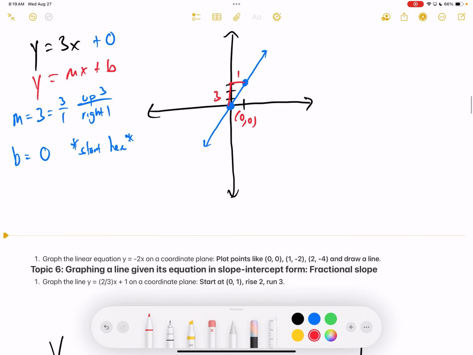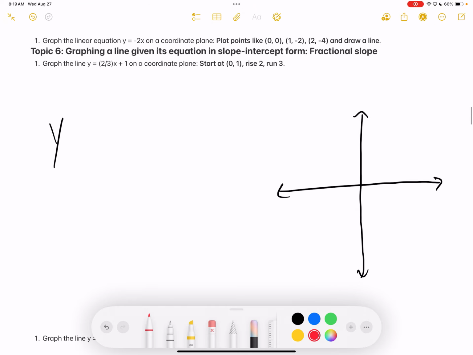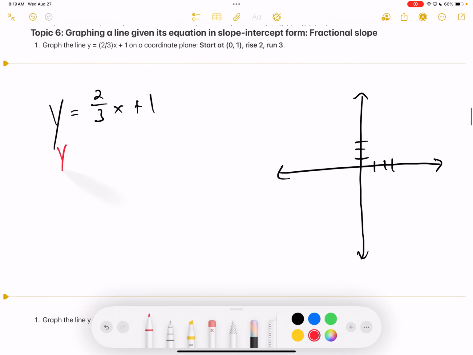Pausing for a second, letting y'all write. All right, this next one is y equals 2/3 x plus 1. Same thing. Look at y equals mx plus b. If you need to write it underneath like I am, do that. It does kind of help to see it.